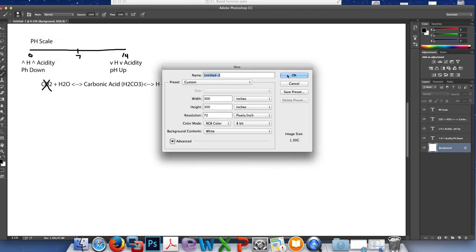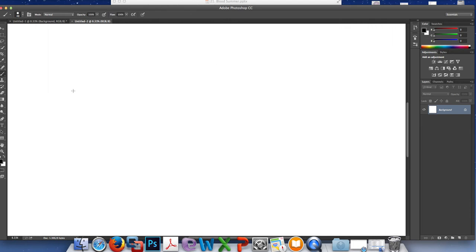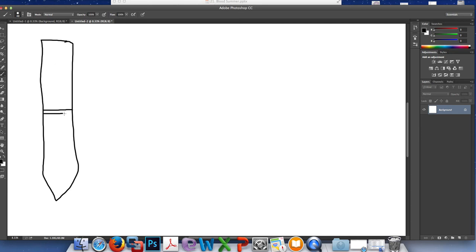So give me a second here. Let me draw this out for you. So here's our test tube and our three layers. Now, the majority of blood's volume is plasma. Plasma contributes to 55% of overall blood volume.